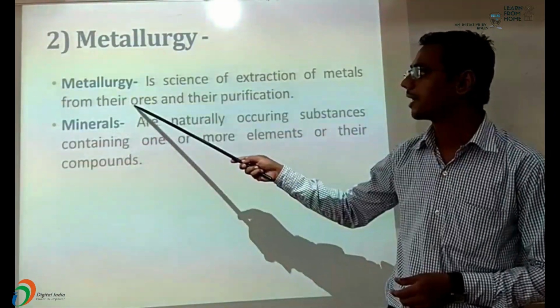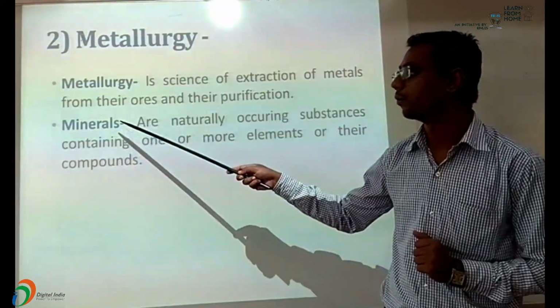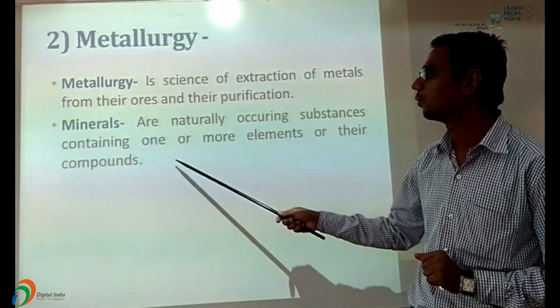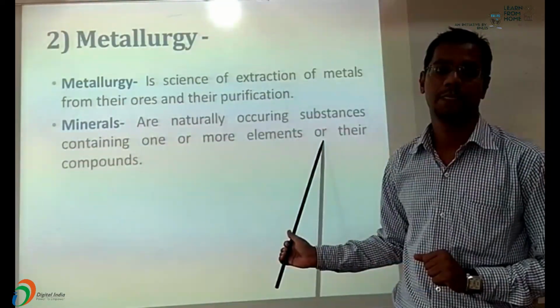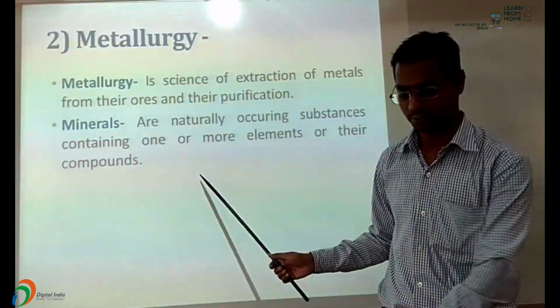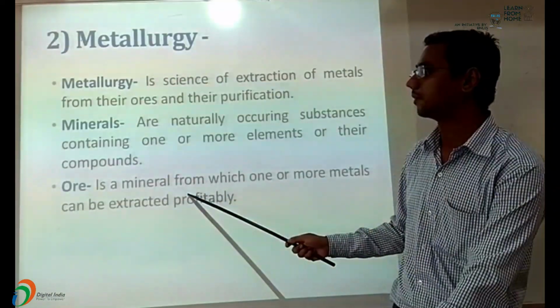So what is exactly the position of ores? They can be found in minerals. And what is meant by minerals? Minerals are naturally occurring substances which contain one or more elements, or are present in the form of compounds. What is meant by ore? Ore is a mineral.